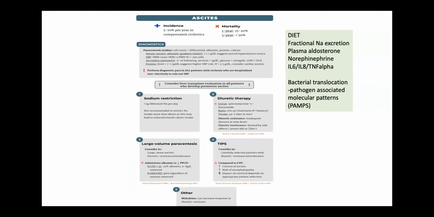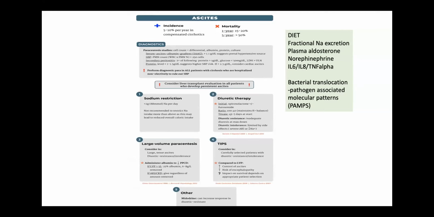Diet, decreasing your sodium intake to less than 2 grams a day. So basically telling a patient, look, don't add extra salt to your food, don't eat takeaways, try and prepare your own food, because it's very difficult to actually decide how much salt is in it. So that's the advice you give a patient.